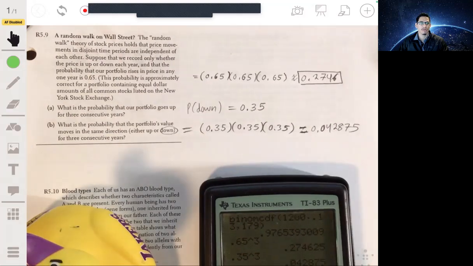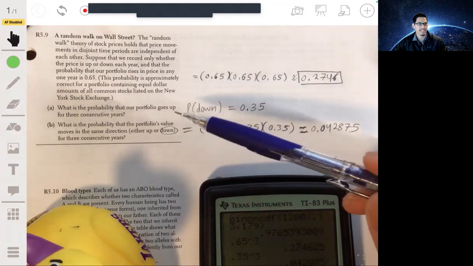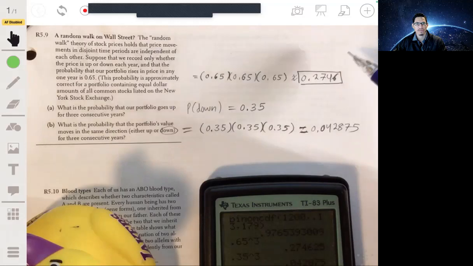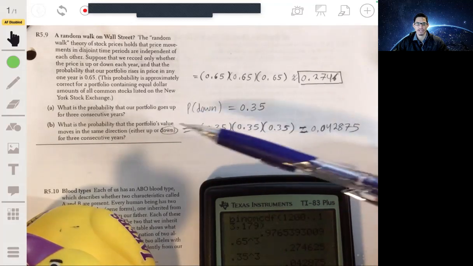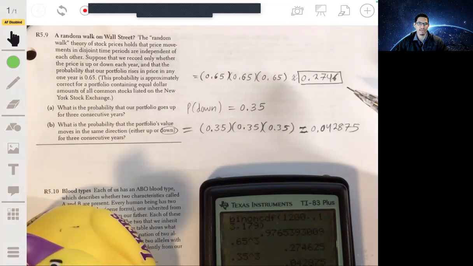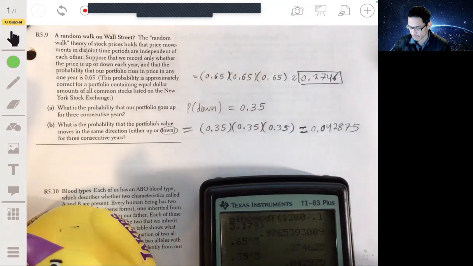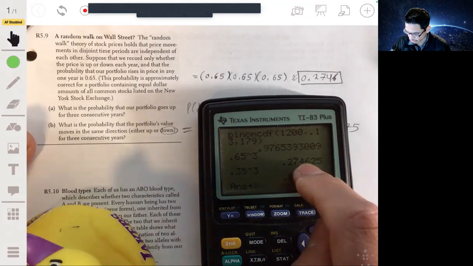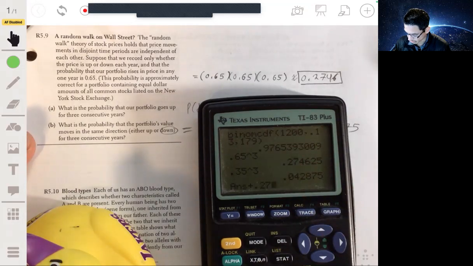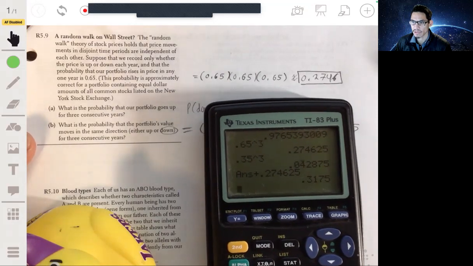But now, since it's asking what's the probability that it's going to go up or down, either of these occurring would satisfy meeting this condition. So we just add these probabilities together, because these probabilities are all part of the same sample space. So we just add this to 0.2746, which is what I got more precisely in part A, and we'll get 0.3175.